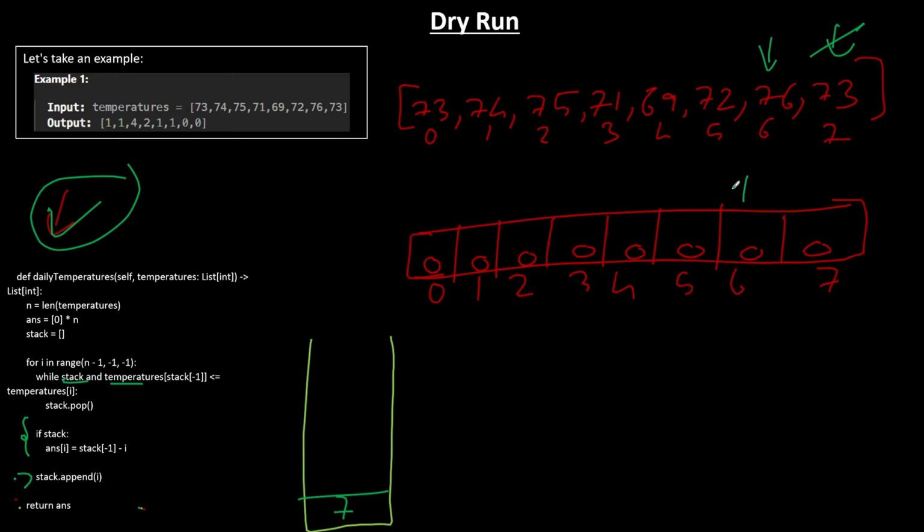So this will also come here. Fine. Again, we will check. Stack is empty? No, it's not empty. Temperatures of stack of I minus 1, so basically this one, right? The last index value of the stack. Is it less than or equal to temperatures of I, right? Which is the 6th index, so it is 76, and this is 73, right? So it's true, right? Since it is true, I will just pop it. So this will just get popped.